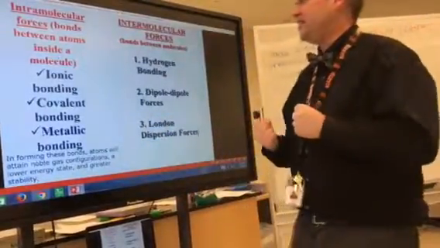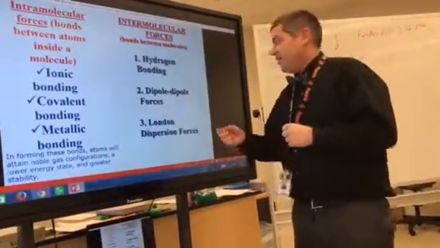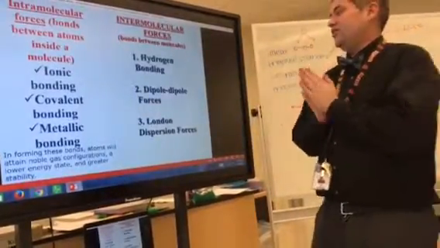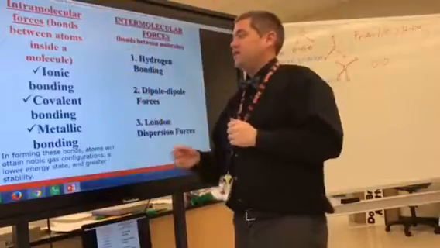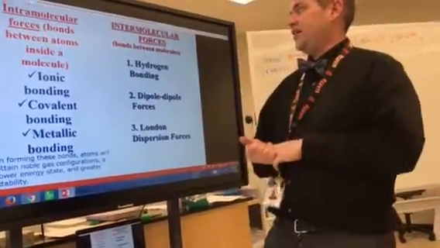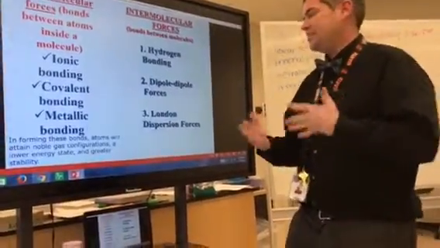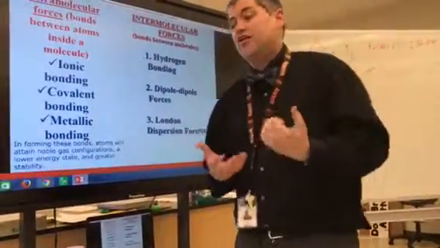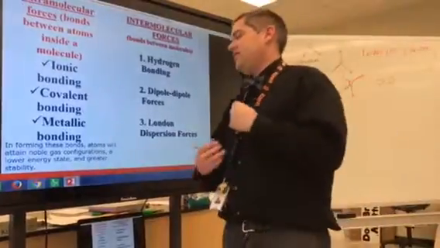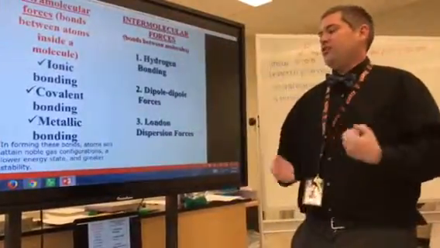There's four main types of forces we deal with. There's three types of bonds: ionic, covalent, metallic. In forming these bonds, atoms will obtain noble gas configurations, a lower energy state. We always want to be at low energy states, and greater stability.